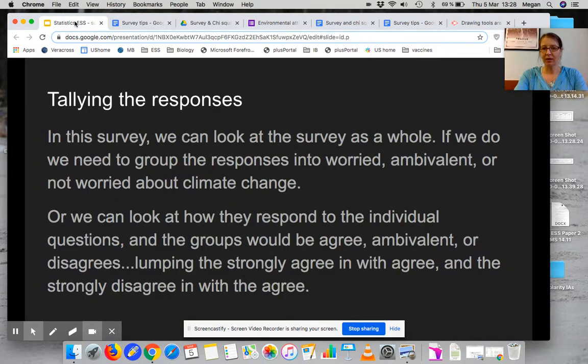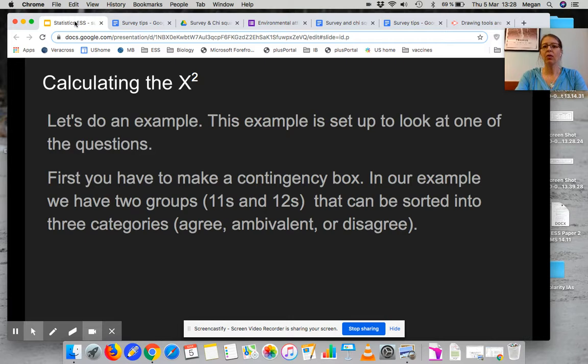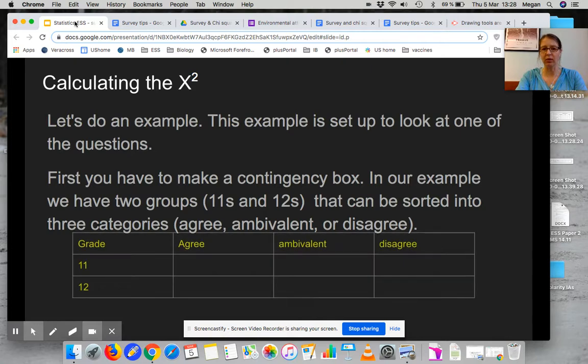Okay, so once you have that count, then you are going to put it into a contingency box. For this chi-squared contingency box, you would need 2 rows, which are your groups, 11 and 12, and then 3 columns, which will be our categories: agree, ambivalent, or disagree for this question. So here we've got our 2 rows and our 3 columns. Okay, so we've got this little 2 by 3.